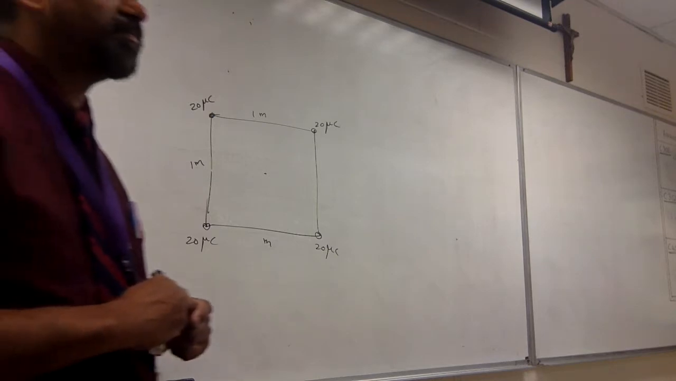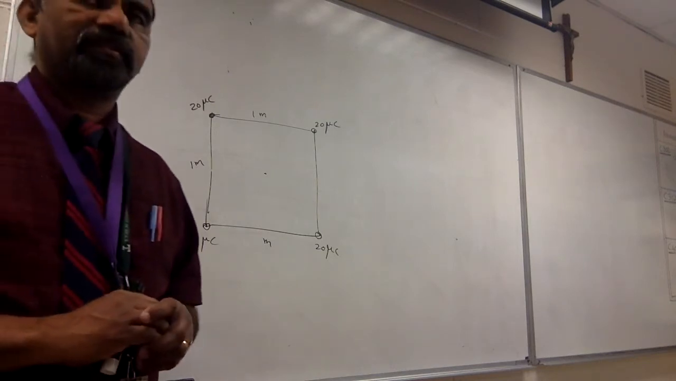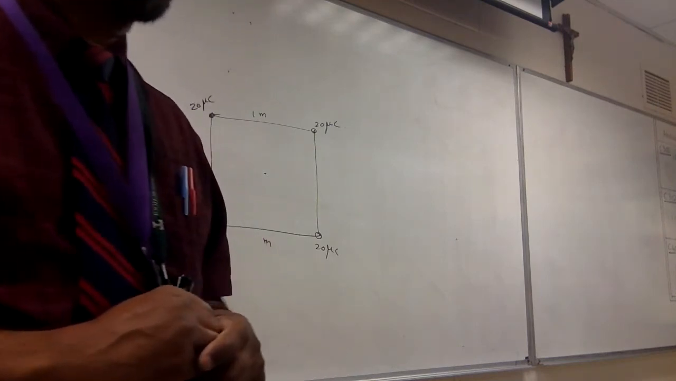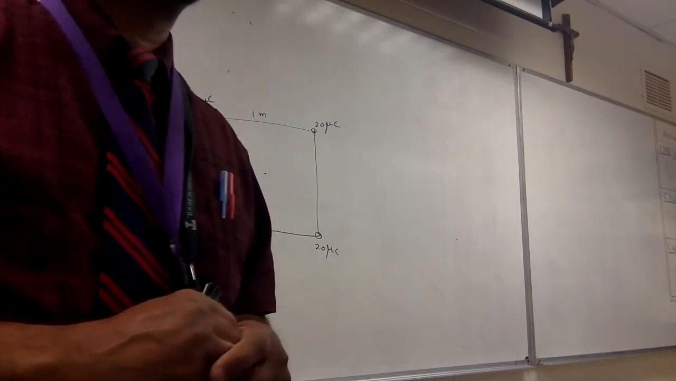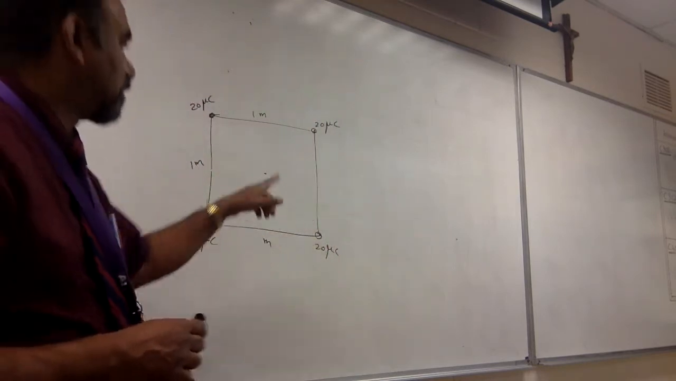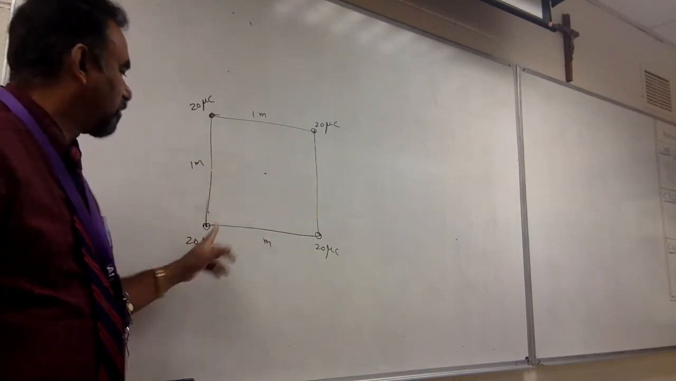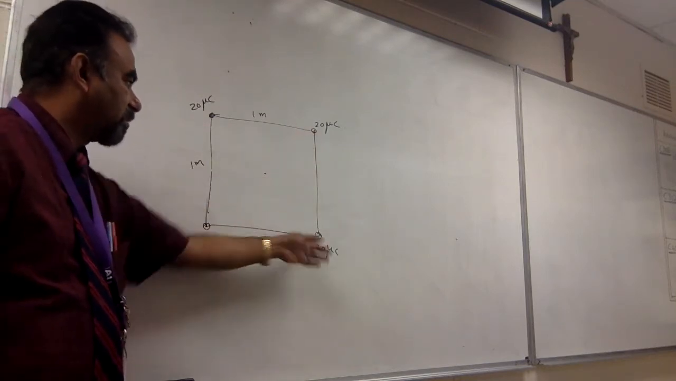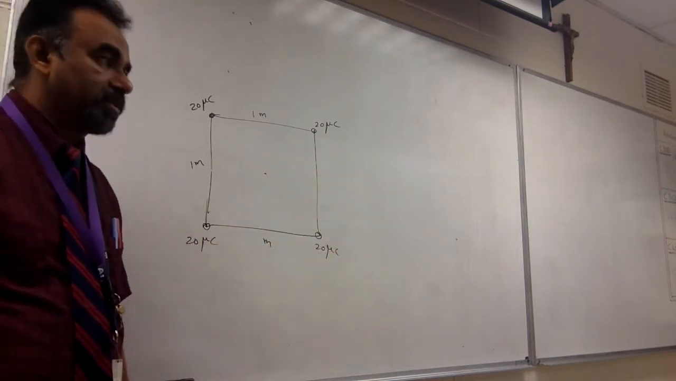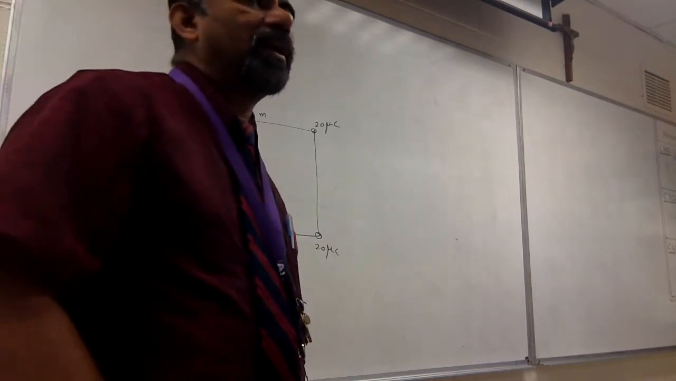Think. Potential at the center of the square. I'm not asking for field. Yes, field is 0. If I ask for field, that's 0. Why? Because if I put a unit positive charge over there, this will push it in this direction, this will push it in that direction, that will push it in this direction, this will push it in that direction, so the net force is going to be 0, so electric field is 0. Yes, potential is not 0. How do you find the potential?